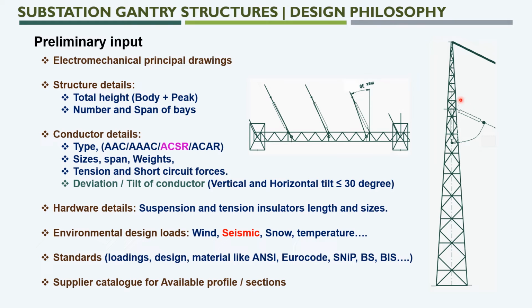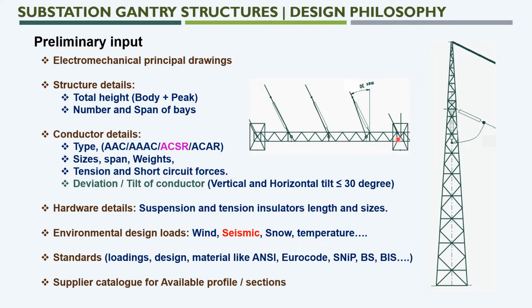Sometimes this peak won't be there in the gantry structure because of the absence of earth wire, which is to be run on the top of the tower. In some cases, instead of earth wire, it is also possible to keep a spike rod above the tower.